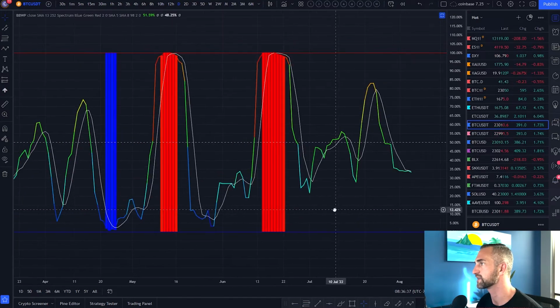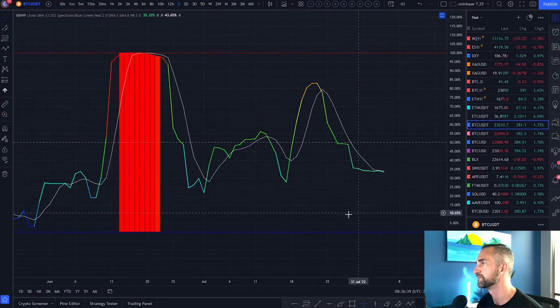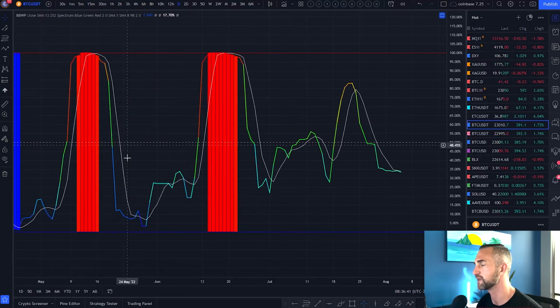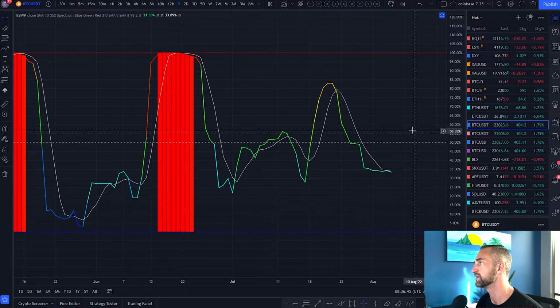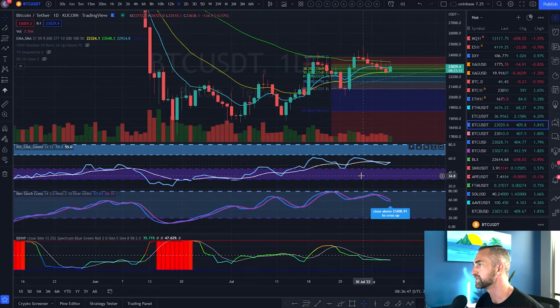And let's just see if that's worked out for the last few times. Doesn't always work. TA is not an exact science. It's more of an art form. But what's happened the last time volatility just started to expand here, we got an upside move. Okay. Right here, we got an upside move.